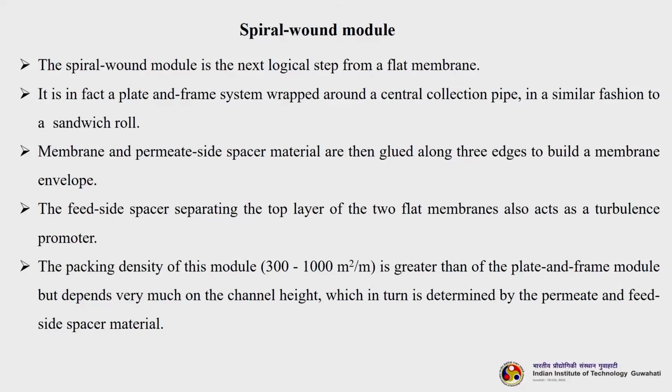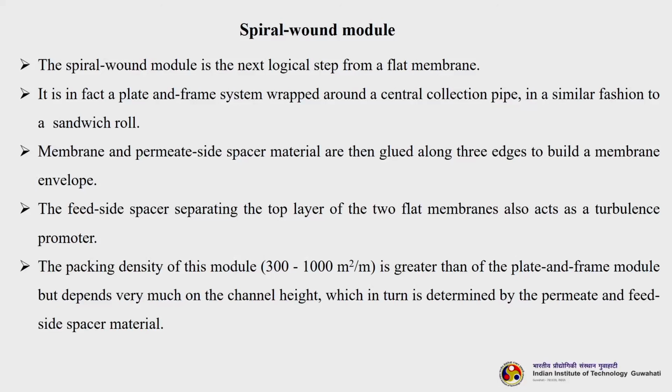Students, the next one is the spiral wound module. The spiral wound module is the next logical step from the flat sheet membrane development. It is in fact a plate and frame system wrapped around a central collection pipe, in a similar fashion to a sandwich roll. You can imagine there are many flat sheet membrane modules, and I am wrapping them on the surface of a tube. That is how a spiral wound module looks. I will show you a figure in the next slide.